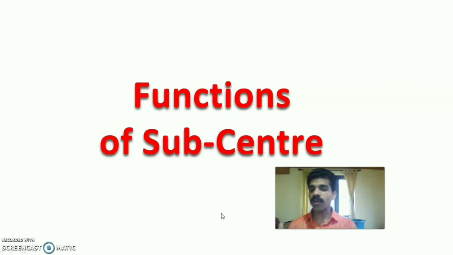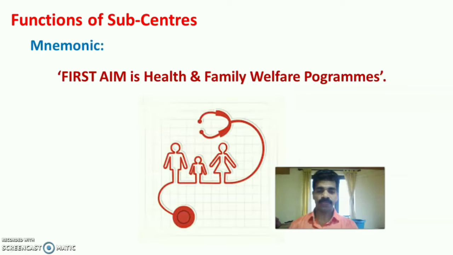Then the first part of the topic for discussion is functions of a subcenter. I have made a small mnemonic to understand the functions of subcenter. The first aim is health and family welfare program. So you can understand the first and most important aim of the subcenter is health promotion and family welfare program. The first word, AIM, is in capital letters, so we have to expand it. So let us expand the mnemonic. First AIM is health and family welfare program.